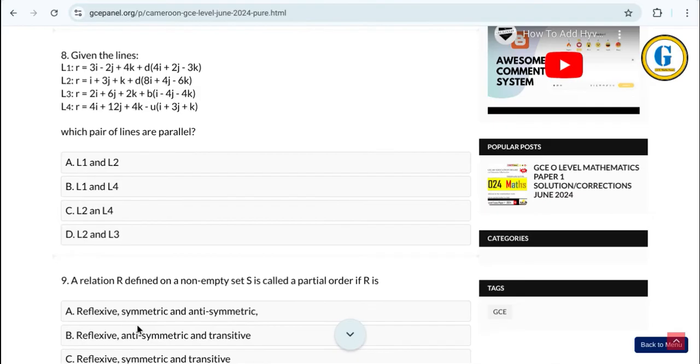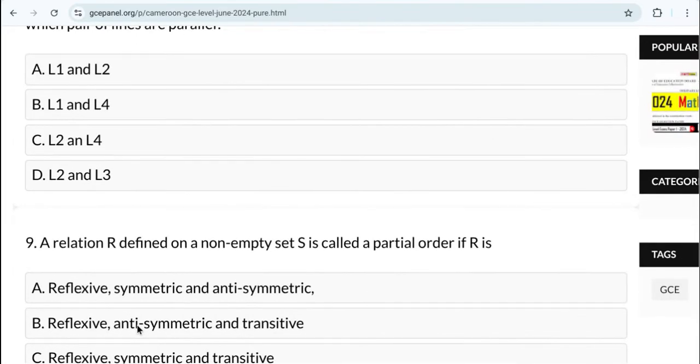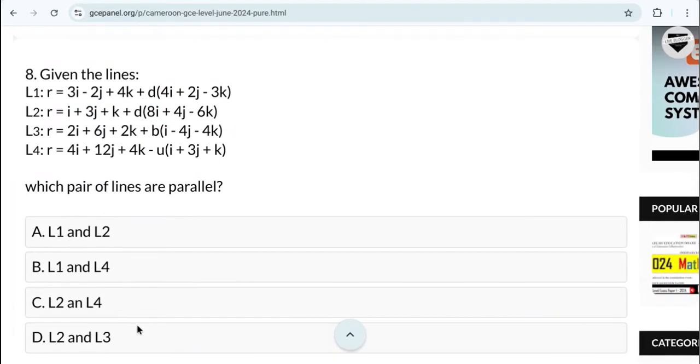Question 8. We are given the lines L1, L2, L3, and L4. Which pair of these lines are parallel? When you have this type of question, please don't waste time checking whatever. Let's just consider only the direction vectors. To know if the lines are parallel, we consider just the direction vectors to see if they're the same or one is a scalar multiple of the other. So let's look at them.